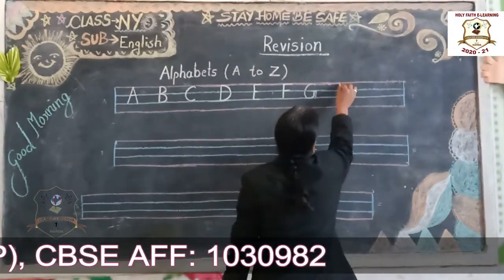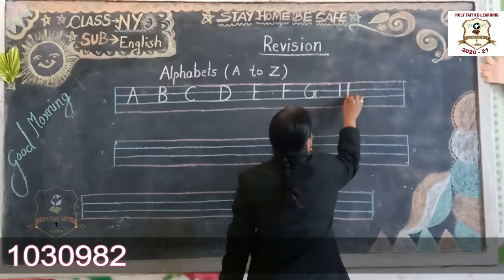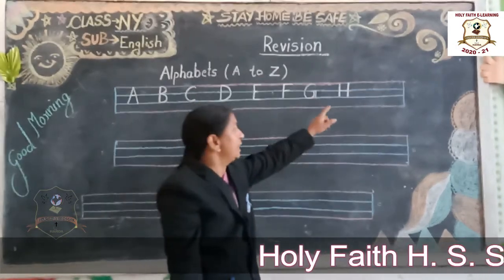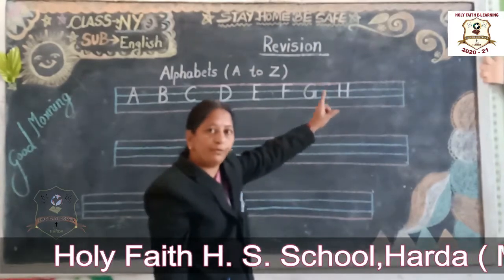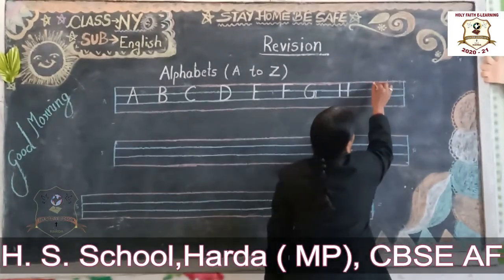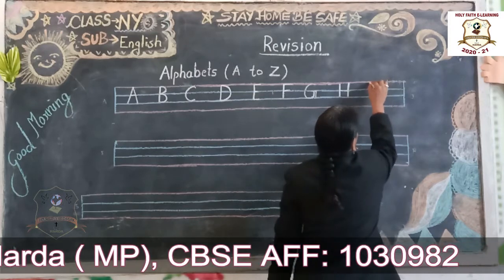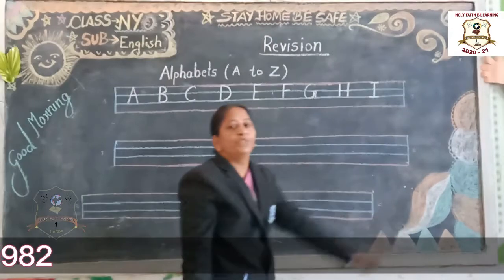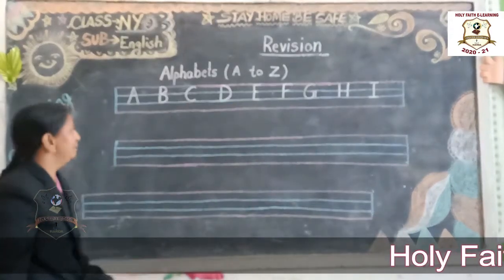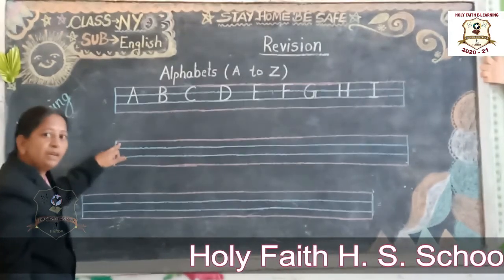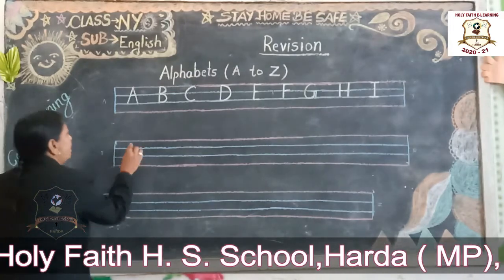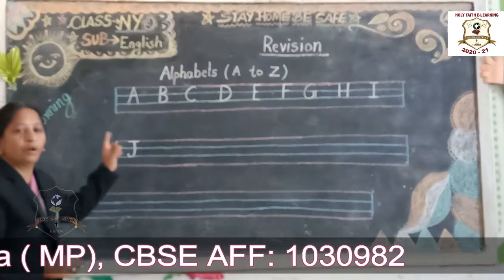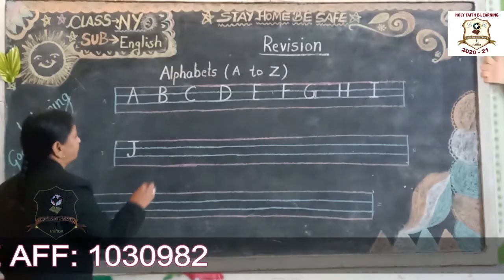Now letter H. देखिए हमने letter H कैसा लिखा है. This is letter H. Which letter is this? H. And sound of H is H. Now letter I. This is letter I. Which letter is this? I. And sound of I is E. Now letter J. अब हम कौन सा लेटर लिखेंगे? J. देखिए, this is letter J. And sound of J is J.